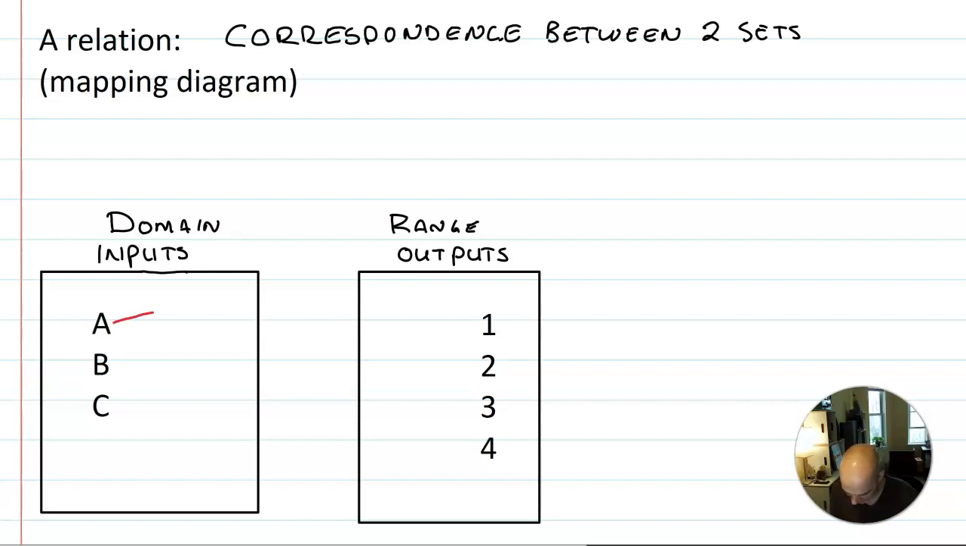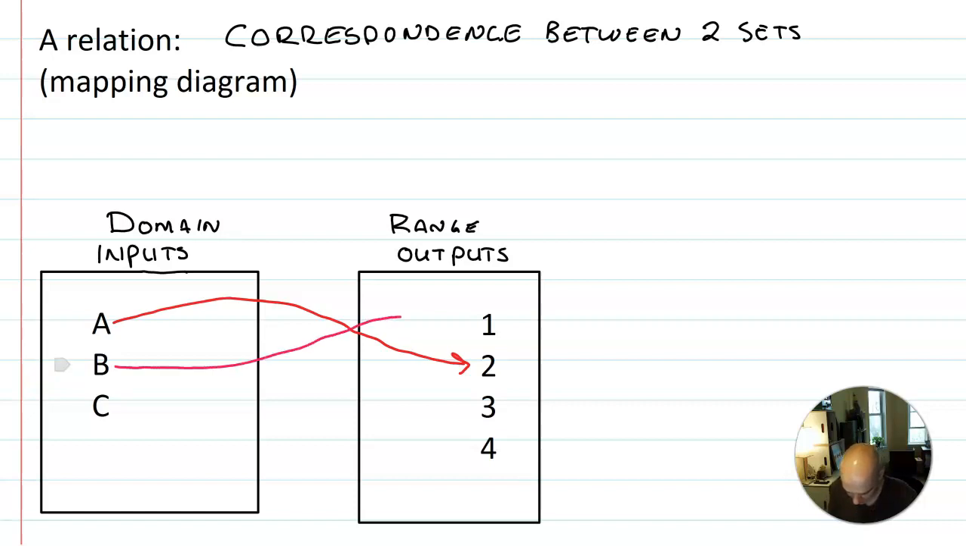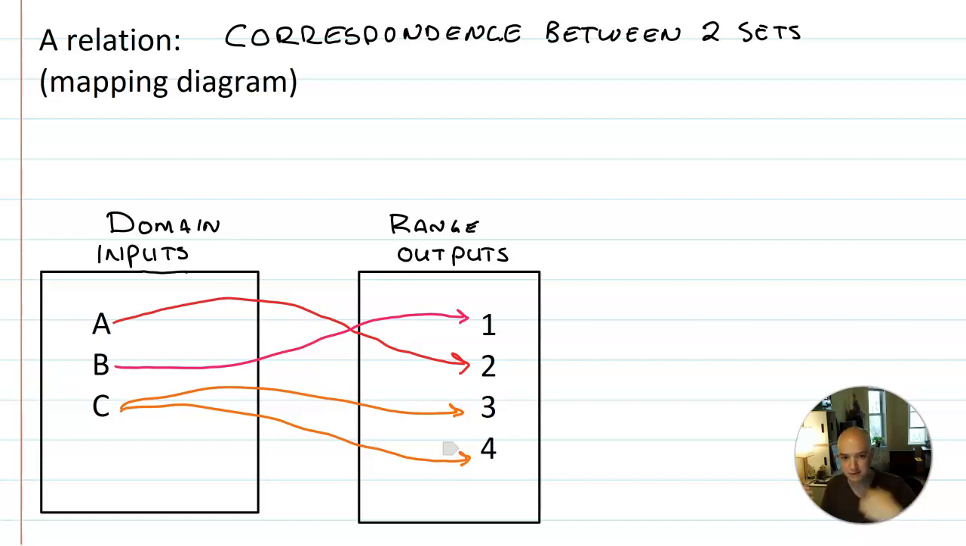So maybe A connects to 2. They can be curved arrows, they can be straight arrows, it doesn't really matter. Maybe B connects to 1. We can cross over like that. And maybe C connects to both 3 and 4. And that is an example of a relation, where you can specify, hey, for any input, you can find an output. Sometimes more than one output.